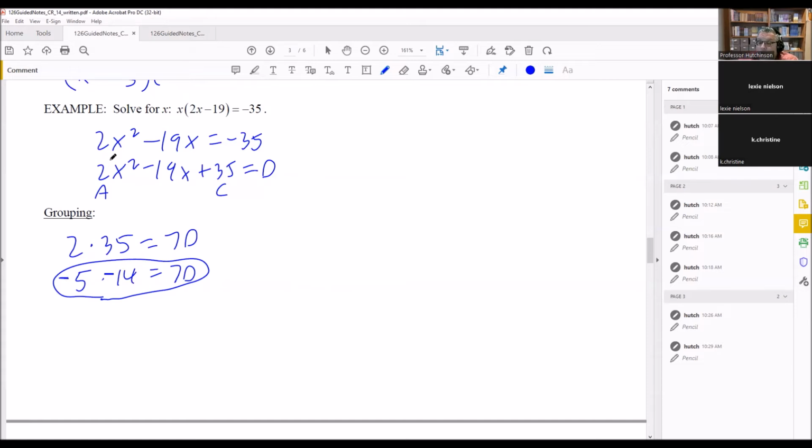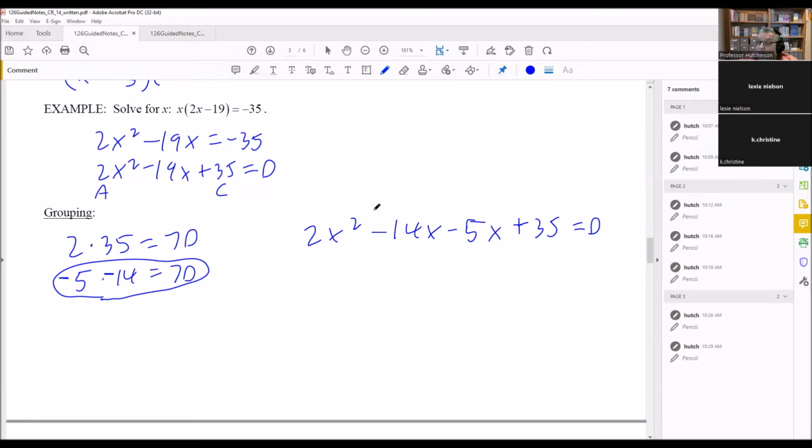So this right here that I rewrote earlier, I'm going to rewrite that 2x squared, and then instead of negative 19x, I'm going to split it up and write it as these two here. Now again, it doesn't matter which one of those you put first. I'll put 14 first, but again, it doesn't matter which order you write that. Makes no difference. You'll still be able to factor it. So minus 14x minus 5x, and then I have plus 35 equals 0.